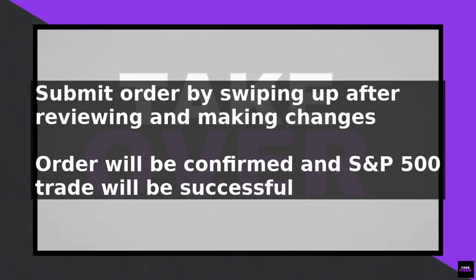Once you've entered the amount, review your order, make any necessary changes to the order type, and then swipe up to submit. Your order will then be confirmed, and you will have successfully traded the S&P 500 on Robinhood.